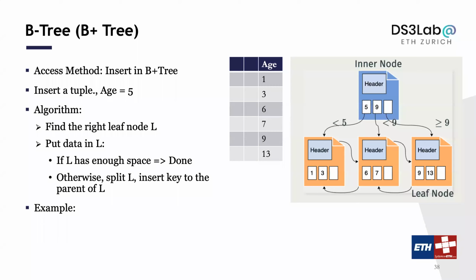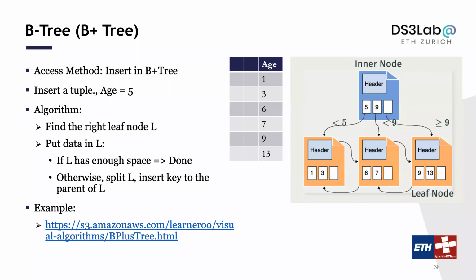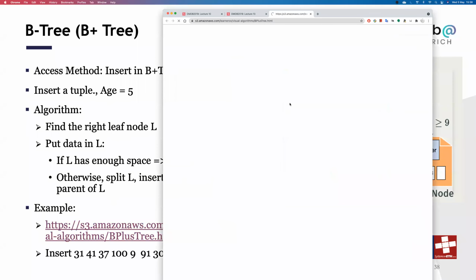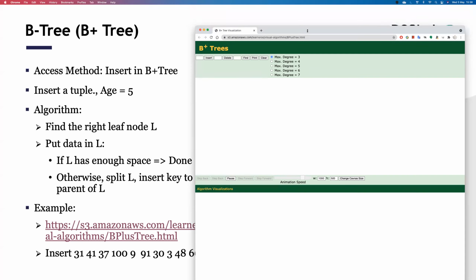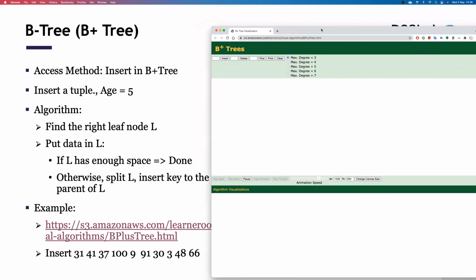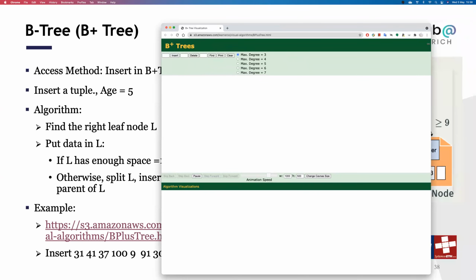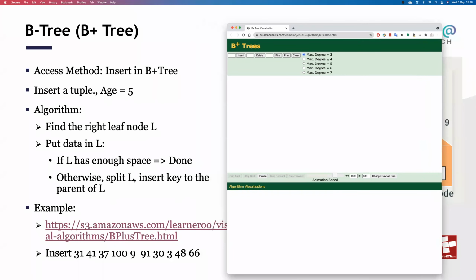I think in the textbook you have a more precise definition of this algorithm, but the intuition is very, very simple. So let's look at one example together, and then we can understand the algorithm. This is a really good visualization platform that other people built. It's very easy to understand the algorithm if you just go through this. Assuming we are talking about a B-plus tree with a max degree equal to 3, essentially every inner node can have at most 3 children.